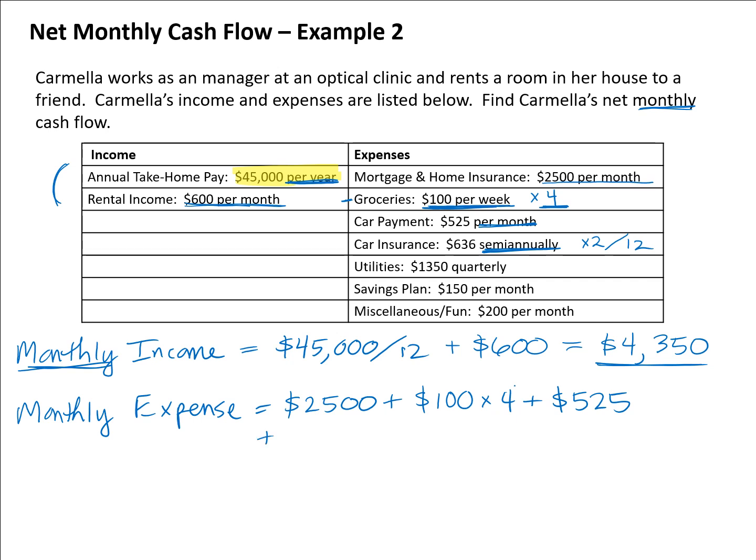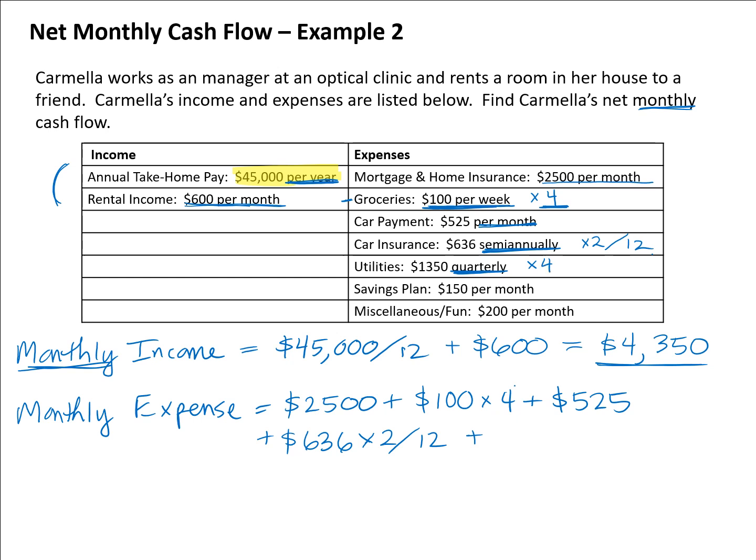So for car insurance, I'm going to have $636, and I'm going to do the times 2 going out to a year, and then divide by 12 to go to a monthly amount. Again, if you prefer to just divide by 6, that works as well, because 2 divided by 12 is the same thing as dividing by 6. Our next amount is utilities, and this is $1,350 quarterly. Quarterly means into 4 pieces for the whole year, so she pays this 4 times a year. If we wanted to go to a yearly amount, we would multiply by 4.